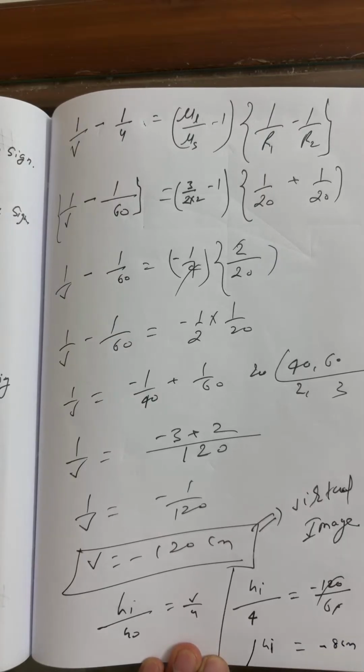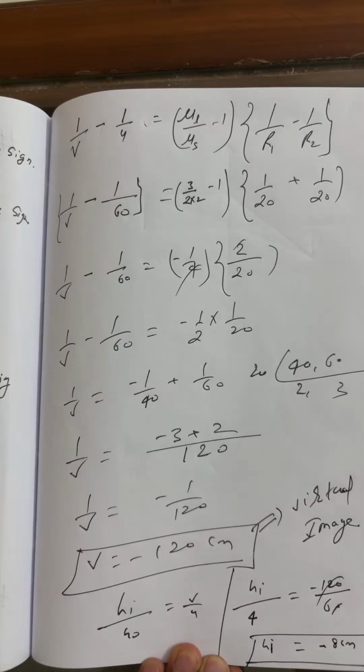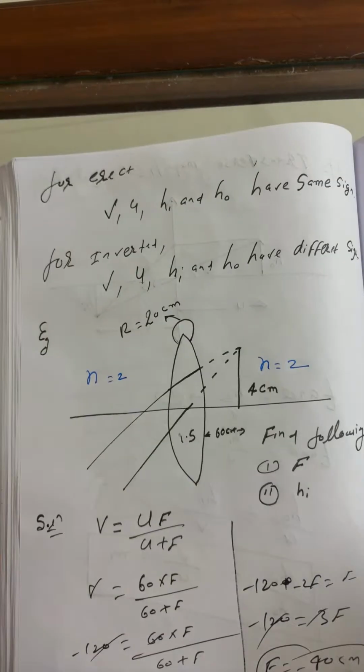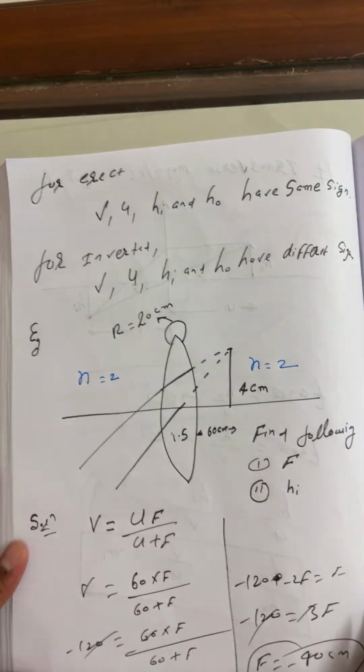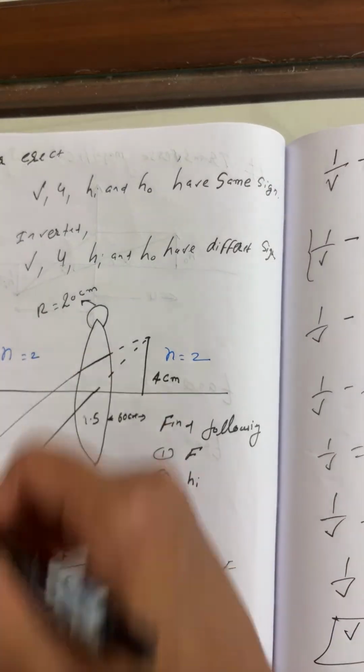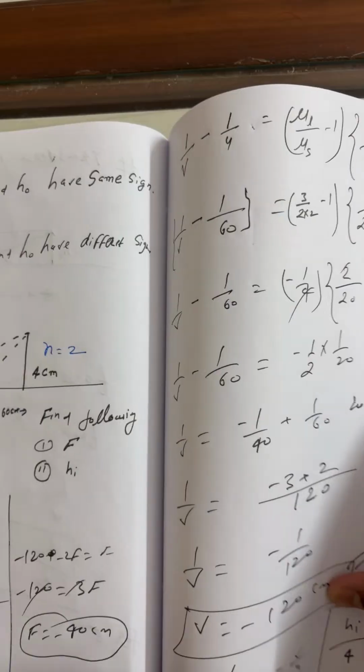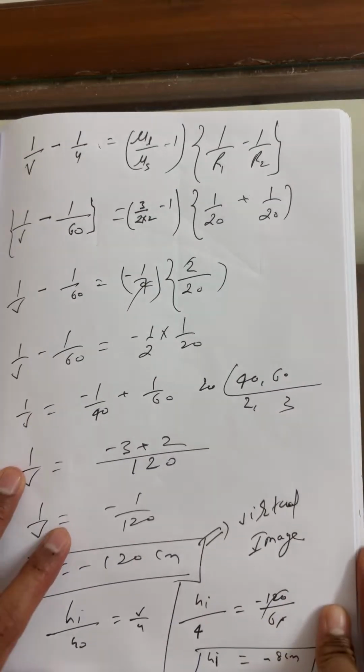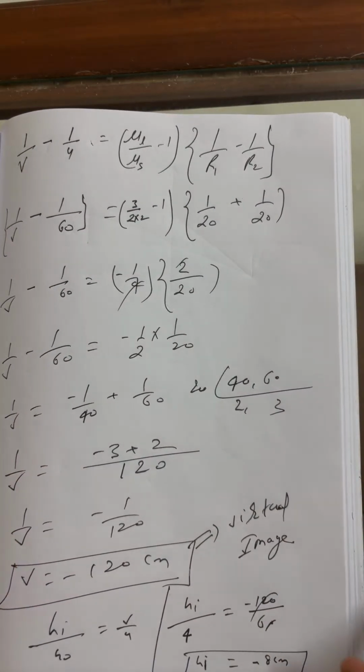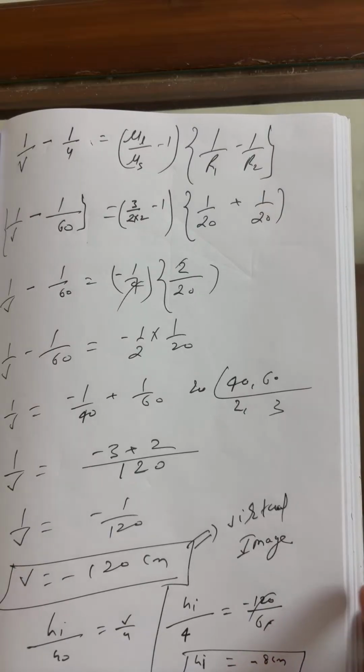What does it mean? You can say the formation of image takes place, this is positive here, so the image is formed down the principal axis. Image formation is down the principal axis here. So just keep in mind all these things, which are highly required.